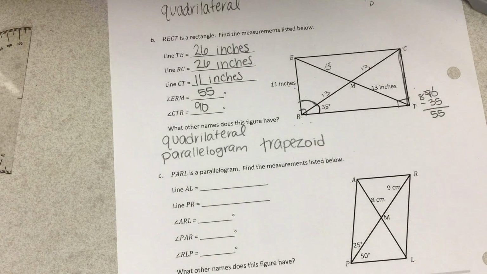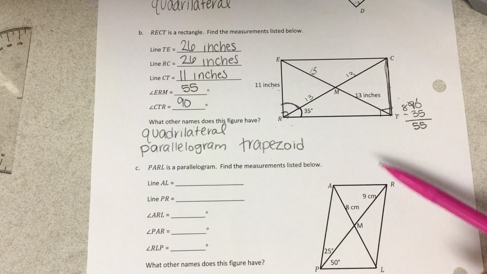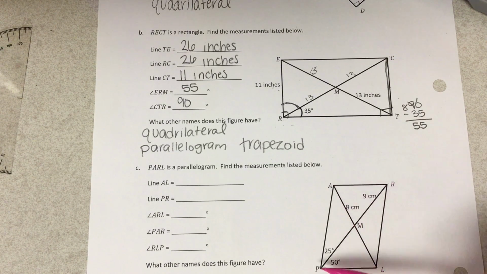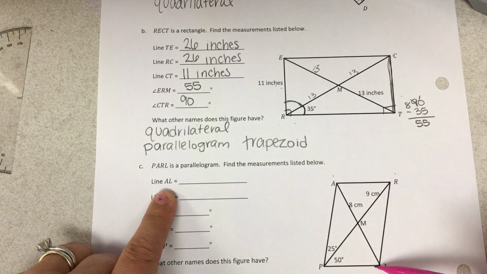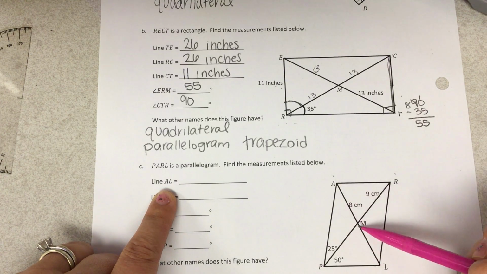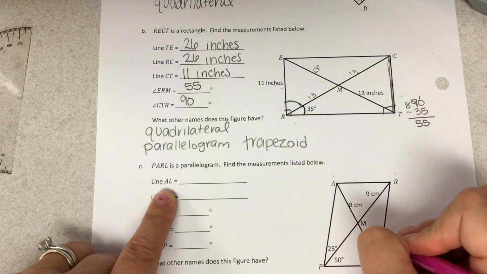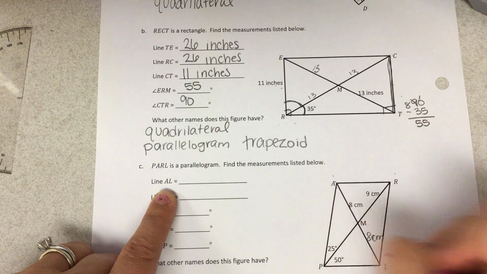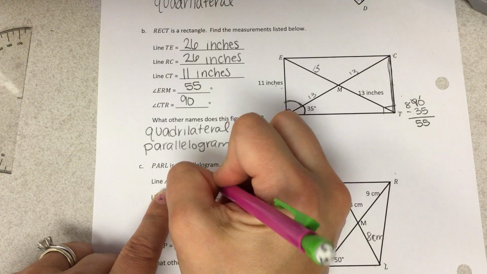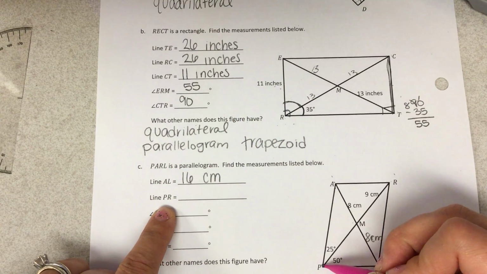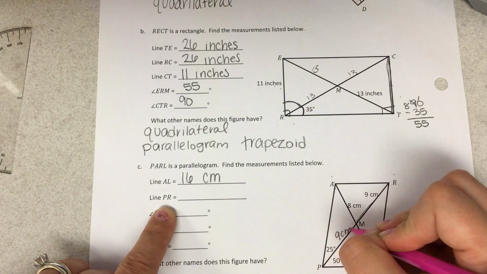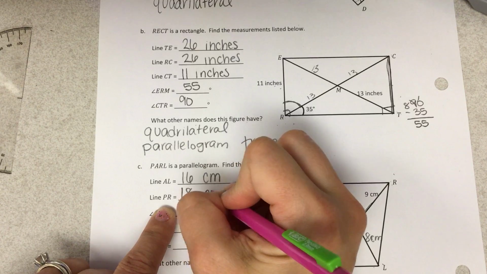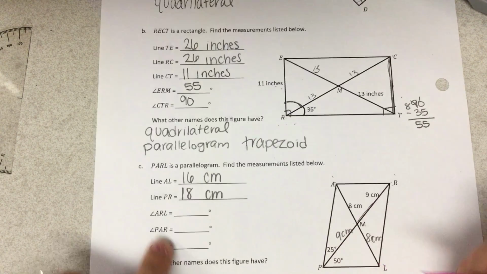Okay. This next one, I've got my parallelogram. It's called PARL, and we're going to find these measurements. So the first one is my measurement for AL. And if I know that this is 8 centimeters, this is 8 centimeters, I know that the total line is 16 centimeters. Okay. PR, same thing here. I know this one is 9 centimeters. This will be 9 centimeters. So it's 18 centimeters because I added up each of those different segments right there. Okay.